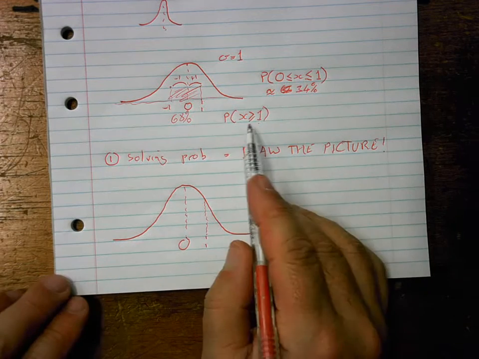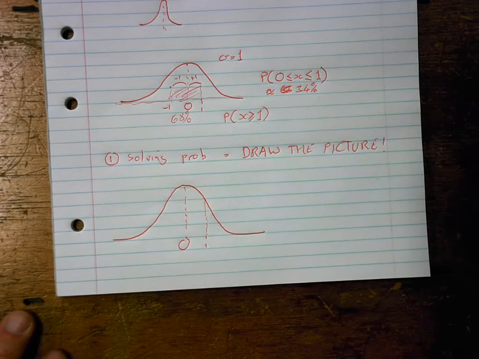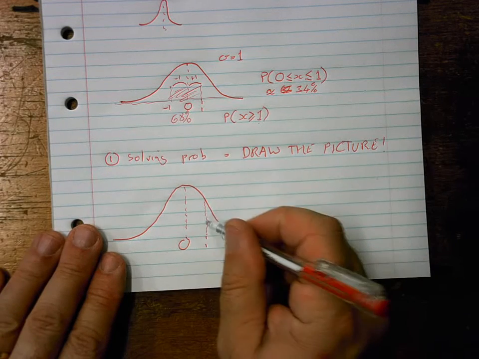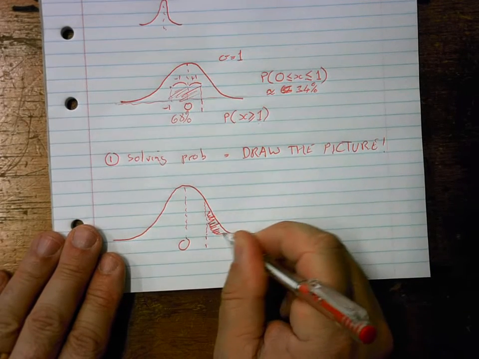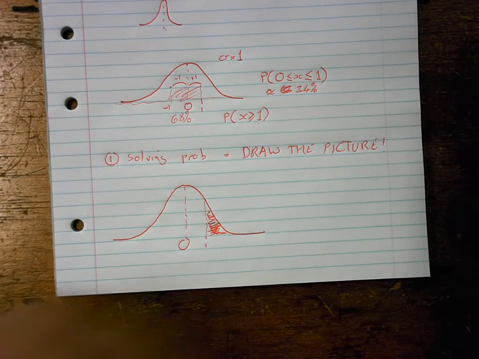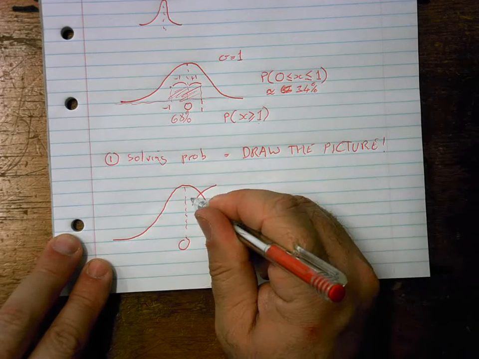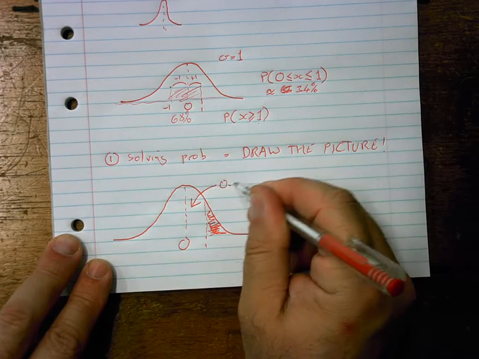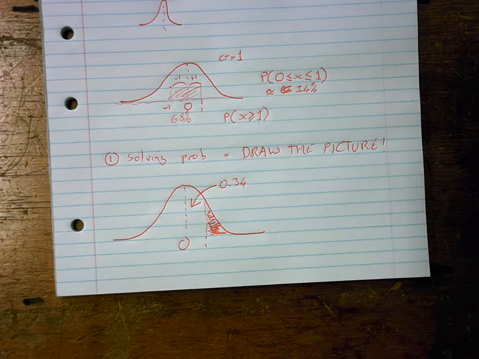Now, I asked for bigger than 1. So which bit of the picture am I going to colour in? This end here, because those people in that area are bigger than 1. Does that make sense? Okay? Now, I already know that this spot here is 0.34 or 34%.